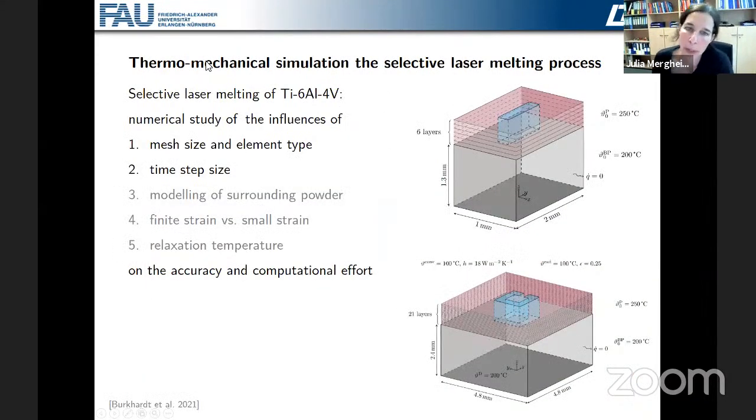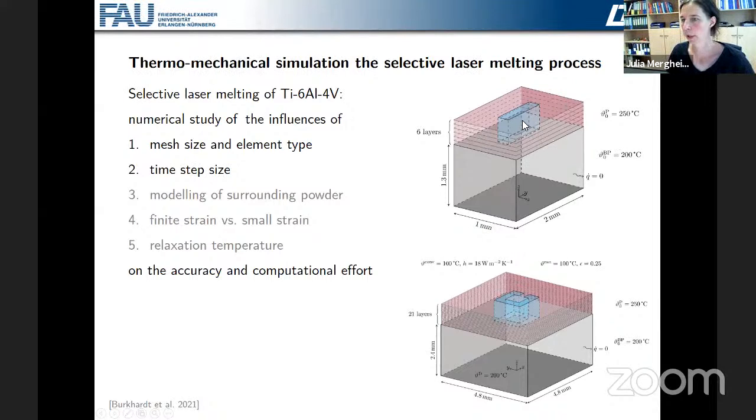So in the following, I would like to introduce a numerical study that we did for the thermomechanical simulation, where we studied the influence of the mesh size and the element type, of the time step size, and also of some, let's say, modeling assumptions. So modeling of the surrounding powder, finite strain versus small strain, and the relaxation temperature on both the accuracy and the computational effort. And to do that, we use two different examples here.